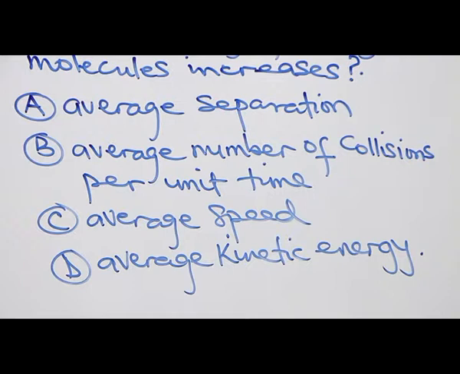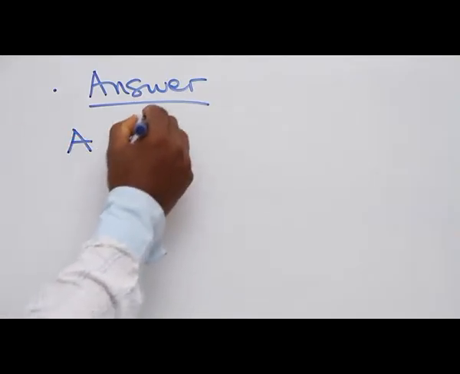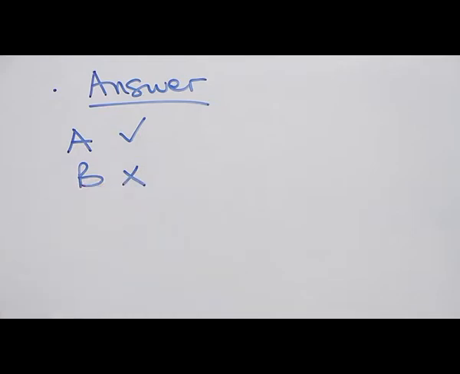Average number of collisions per unit time increases. That is not correct. When the molecules are widely separated due to expansion, the number of collisions made per unit time reduces. So, A is correct, B is wrong.